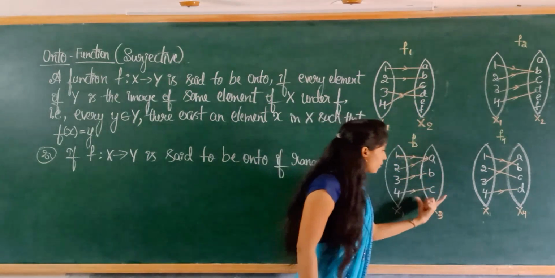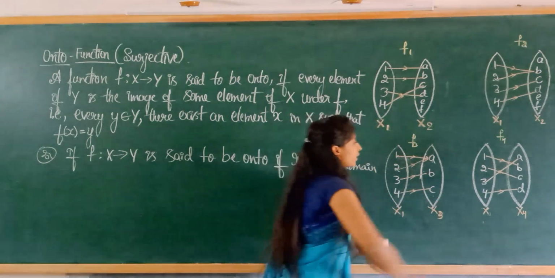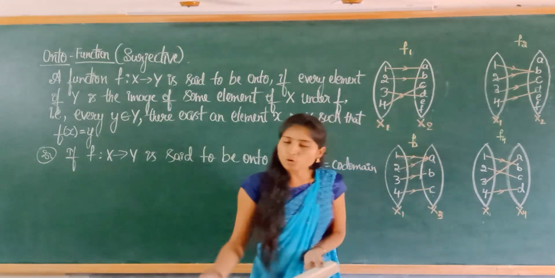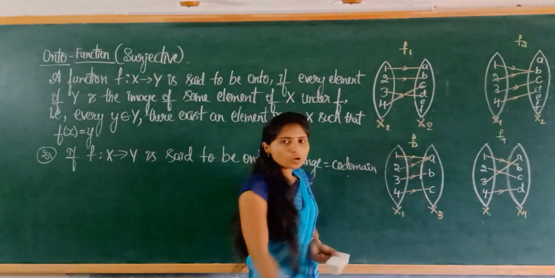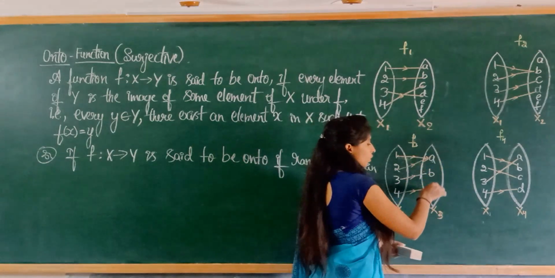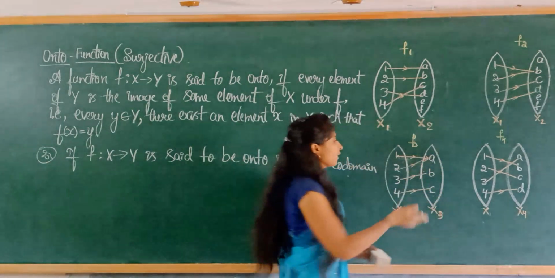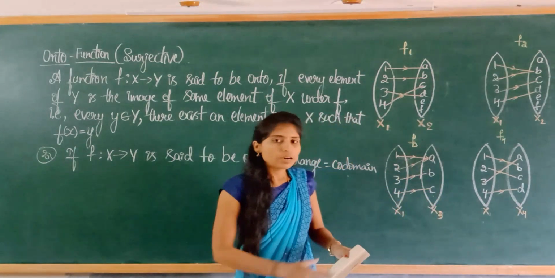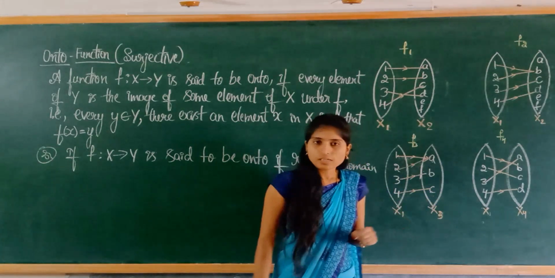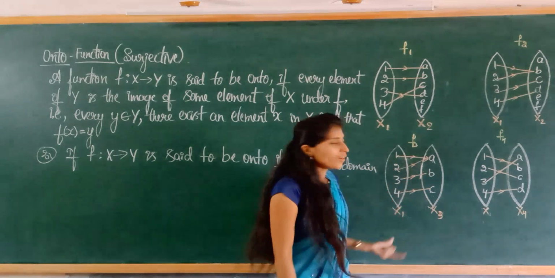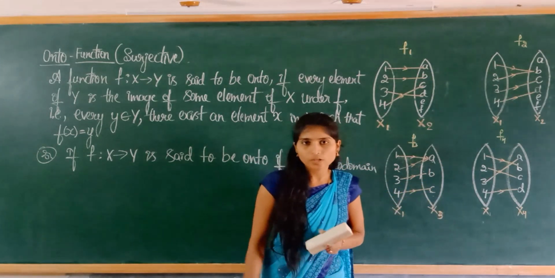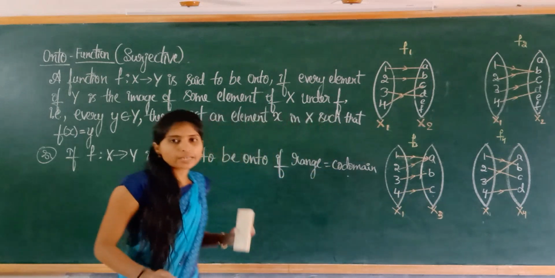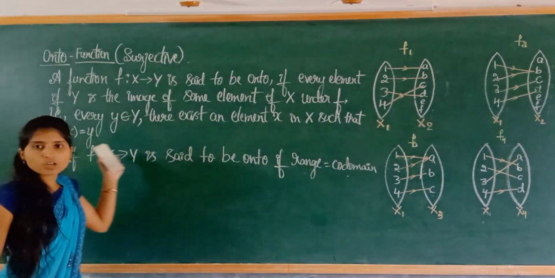But see here, the range is ABC and the codomain is also ABC, meaning range is equal to codomain. All the elements of the codomain should be related to some pre-image in the domain. This is our onto function. No element should be left in the codomain. For an onto function the condition is f of x is equal to y.